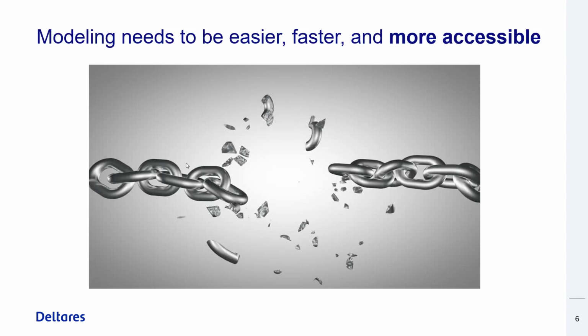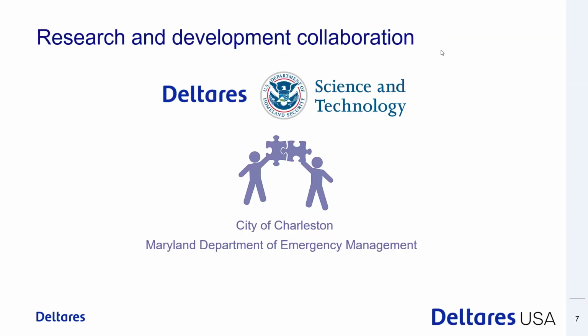The answer to these questions is really what motivated FloodAdapt. The idea is that the modeling you need to do to answer these questions needs to be easier, faster, and more accessible to the people who are asking these questions and need this information. This is what stimulated a collaboration with the Department of Homeland Security, Science and Technology Directorate, and Deltares, together with stakeholders who have helped steer the development and bring in the end user perspective to help make this a tool that people really can use and want to use.